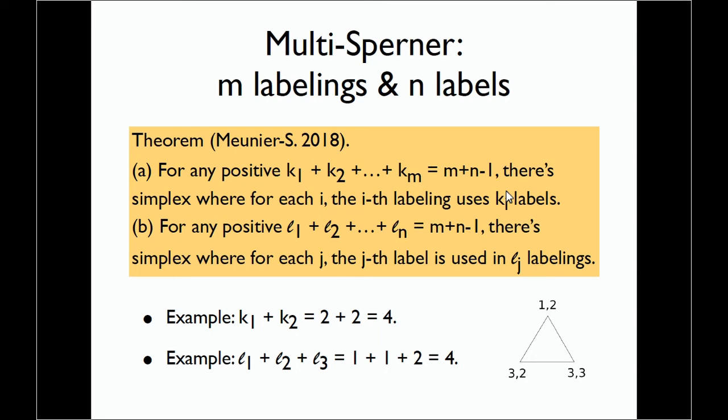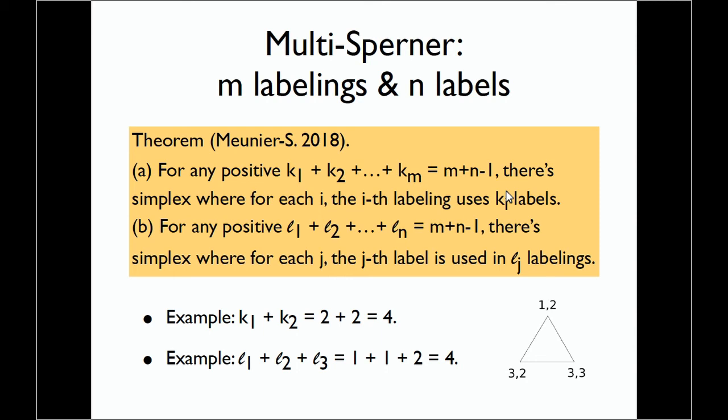Okay. And what we showed is, in fact, that if you had n labelings and n different labels, if you sum them and subtract one, for any partition of that number, you can find a simplex where for each i, the ith labeling uses ki labels, or if you divide it another way, there's a simplex for which for each j, the jth label is used a certain number of times. Okay. I'm not going to go through this in detail, but I think you're getting the idea of the flavor of what we were able to prove.